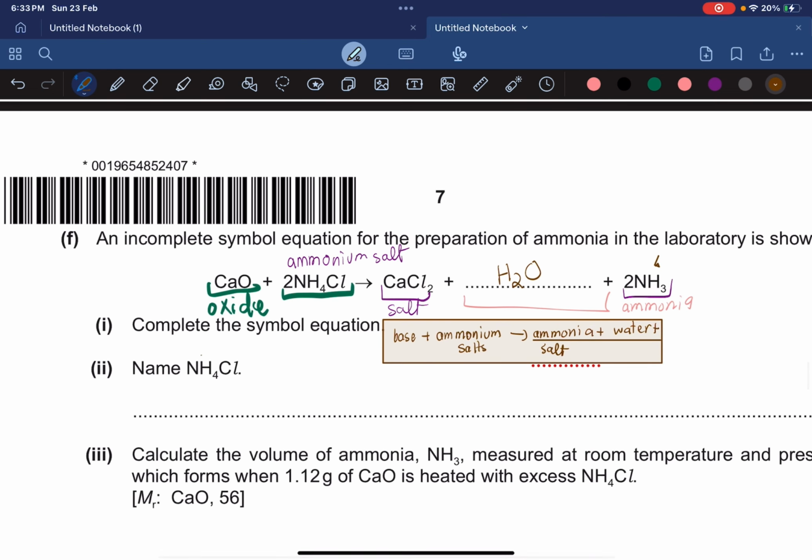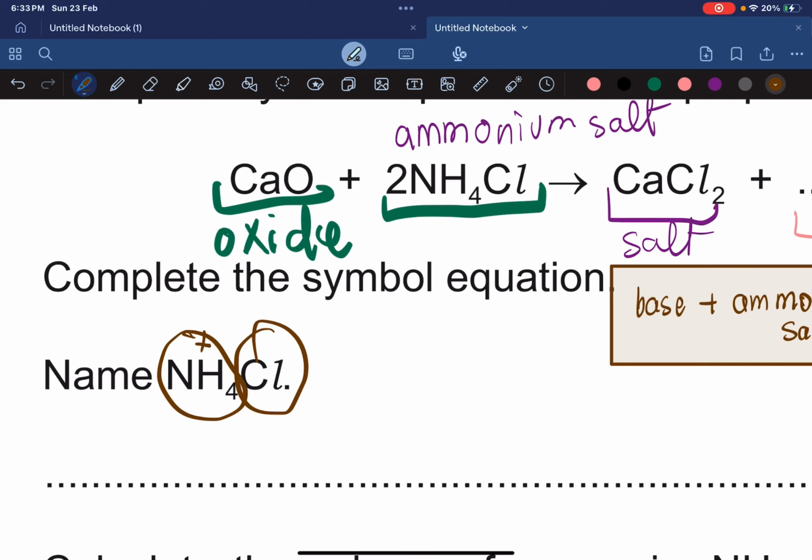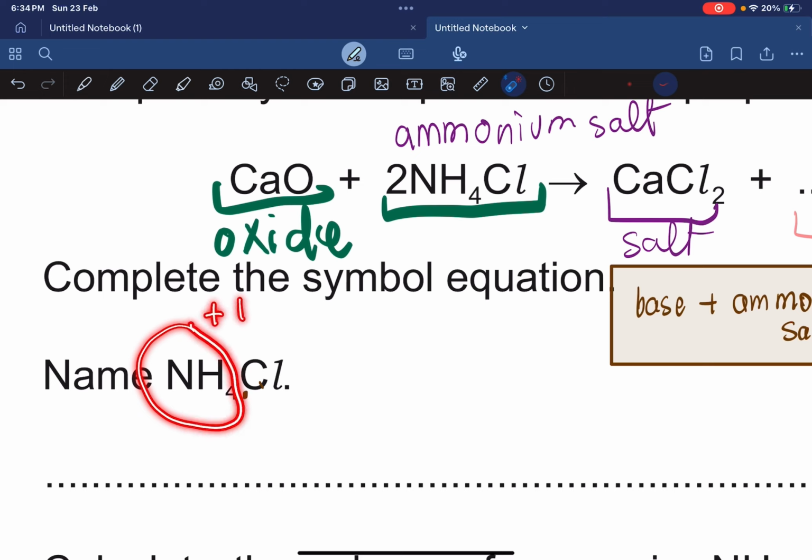Name this. This is the ammonium ion. This is the chloride ion. Over here there's a +1 and a -1, we cannot see it because it's neutral, it's balanced. Both moved over here, so this is going to be ammonium chloride. Why? This is an ammonium ion, +1. This is a chloride ion, -1. So we're going to write ammonium chloride.